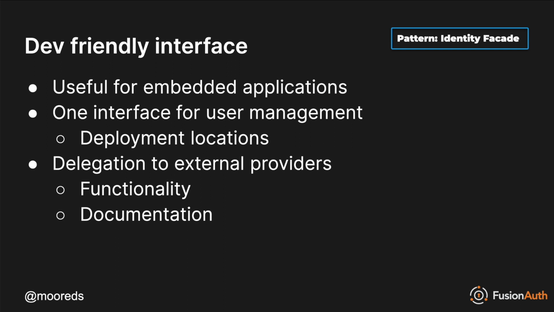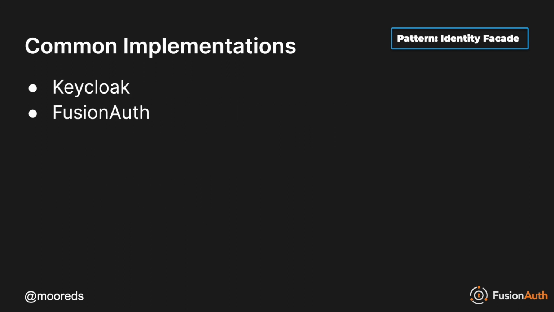You have your application itself, the thing that's getting shipped around to different data centers, which is not a SaaS, right? It's like an embedded application. It only talks to the identity facade, and then the identity facade is responsible for talking to all of these other identity servers. So we've seen that with Keycloak, and we've seen that with FusionAuth.